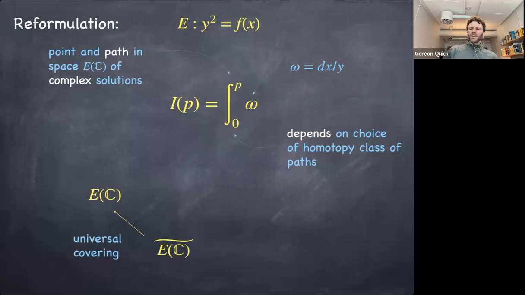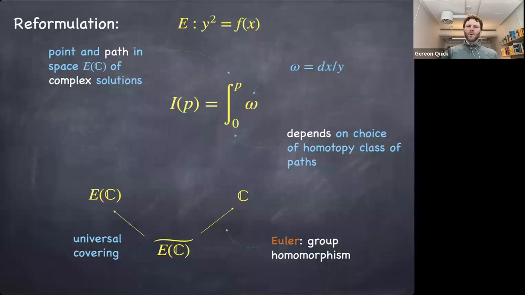Okay, so what we just wrote down, associating a point P with this integral, gives us really a map from the universal covering space E of C tilde to C. And you all remember that Euler showed that there's a way of defining a group operation on the points of E of C, and then this map becomes a group homomorphism.